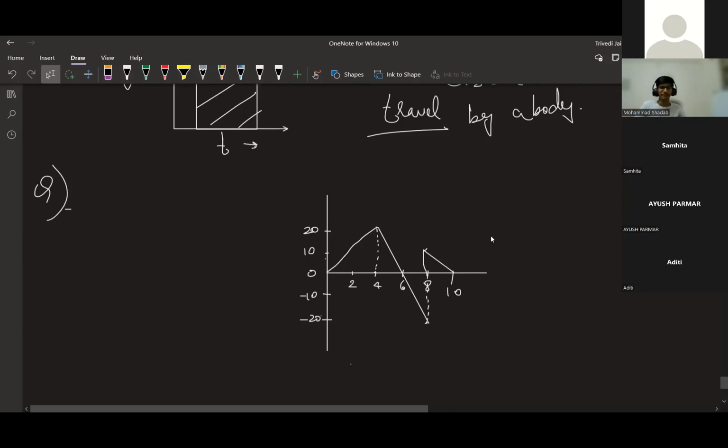So this is touching at 20 and this is touching at 10. So what are these points? A, B, C, and D. Time T in seconds, U in meter per second. Okay, this is a velocity time graph.